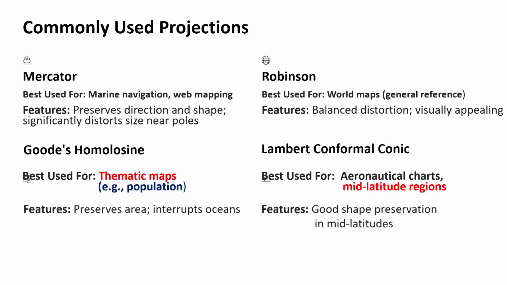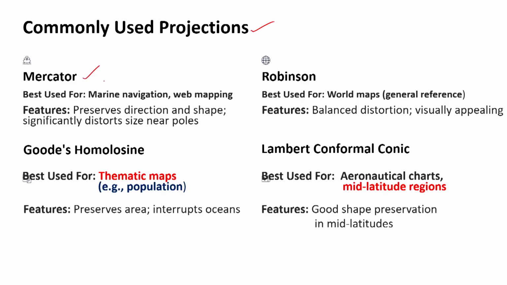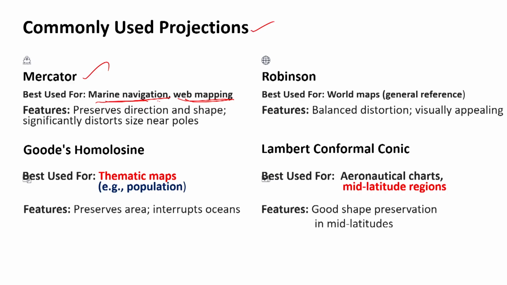Then commonly used projections. When I say commonly used projections, I mean the ones predominantly used frequently. Mercator, we know, is mainly used for marine navigation and web mapping. Nowadays, all web mapping processes use the Mercator projection in order to have precise measurement or precise metrics.